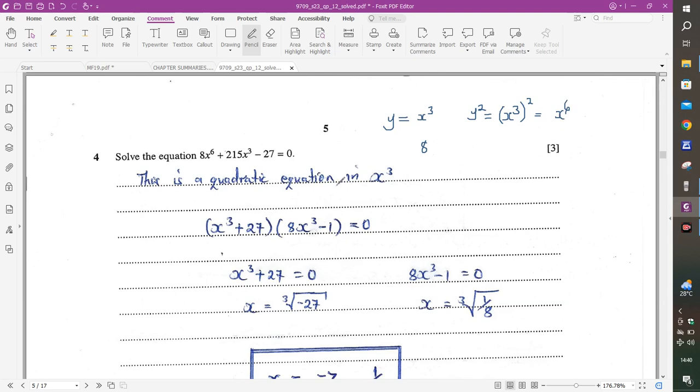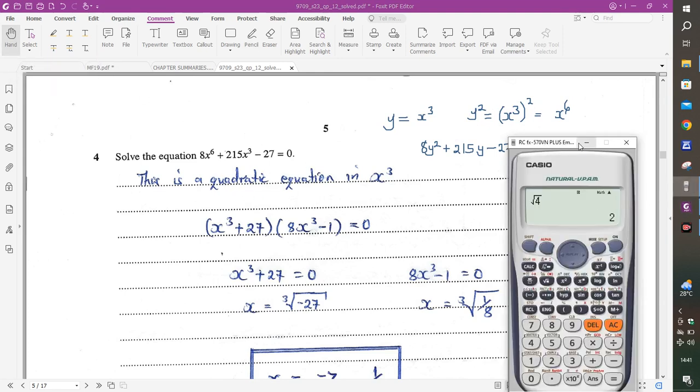So that means where we're having x power 6, then it will be y squared, and then plus 215, x power 3 will be a y, then minus the 27. So do you see that you're having a quadratic equation, but in another unknown which you have put? But after recognizing that this is a quadratic equation in x power 3, you don't even need to put these other variables, that you express the x power 3 in terms of another letter, but if it pleases you, it's all right. Now, after realizing that, just get your calculator.